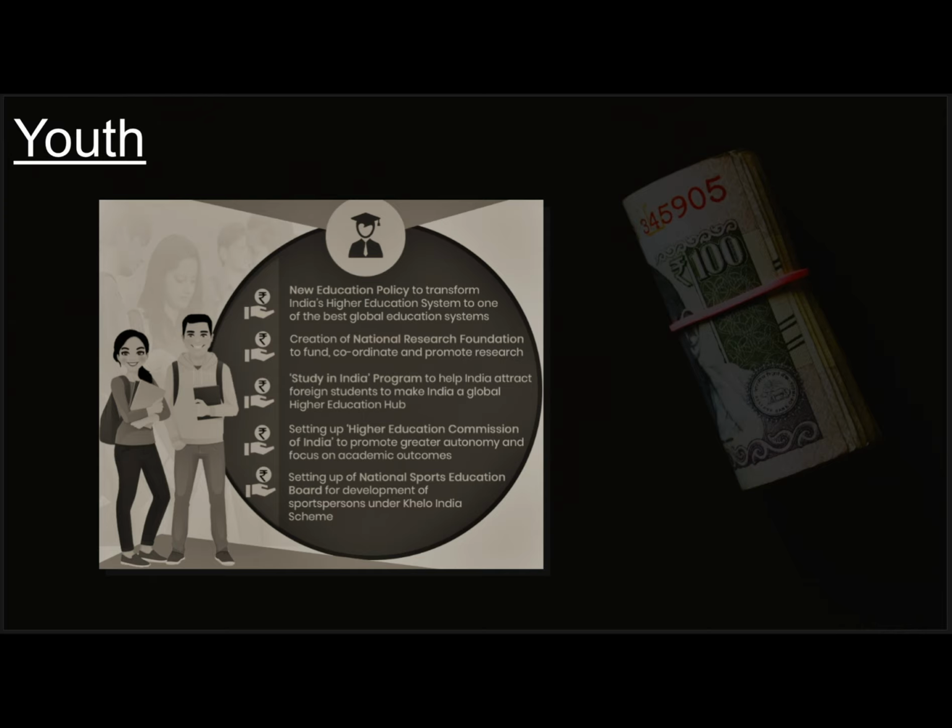Now talking about youth. For youth, a Study in India program is being modeled to attract foreign students to India. Also, a National Sports Education Board is being set up for sportspersons. A new education policy aims to transform India's higher education system to one of the best global education systems. So this was all about the sectors and how they have been impacted by the Union Budget 2019-2020.